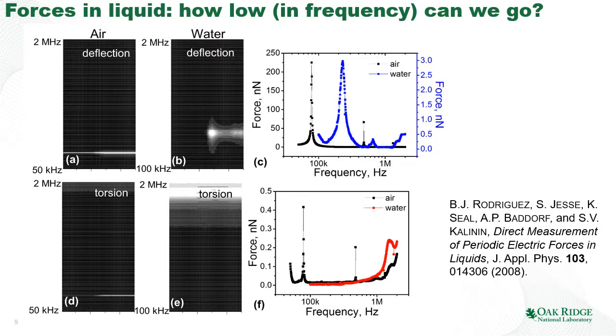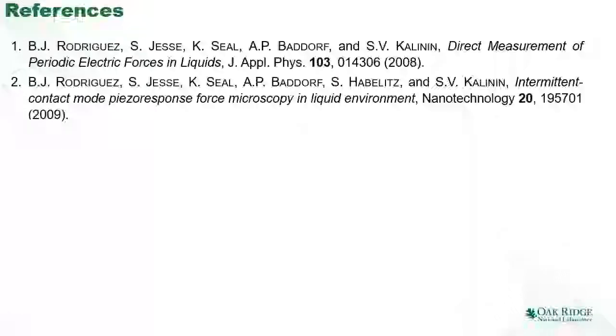The problem was that we couldn't go well below the 100 kilohertz frequency. If we work at 100 kilohertz, everything is stable. If we start to go below 10 kilohertz, then we start to electrolyze the water, at least for sufficiently high biases. So you can read more about these experiments in these two publications led by Brian Rodriguez.